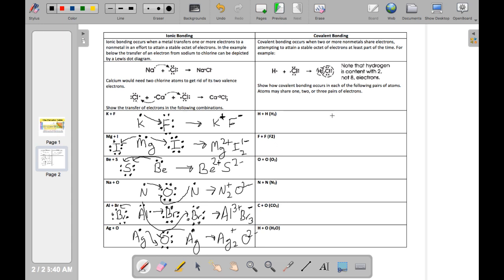A little bit of review. Now we go over to covalent. Let's see what's going on here. Well, covalent, they're not giving electrons away. They're sharing electrons. That's the big difference.